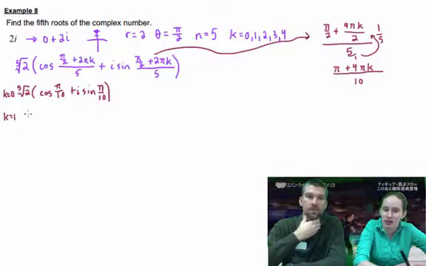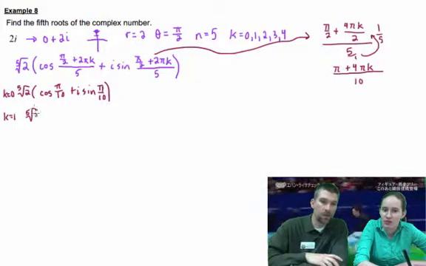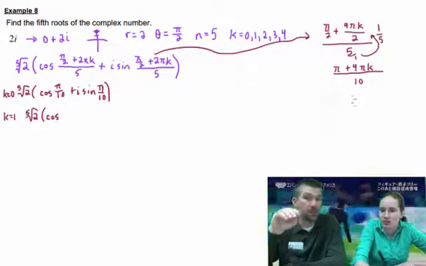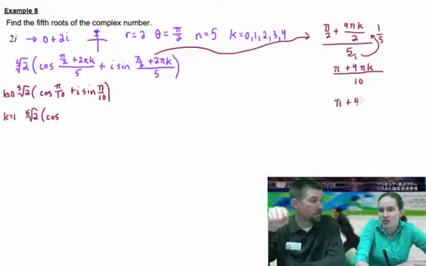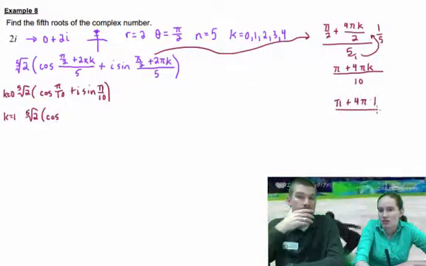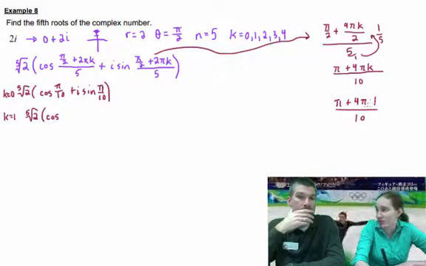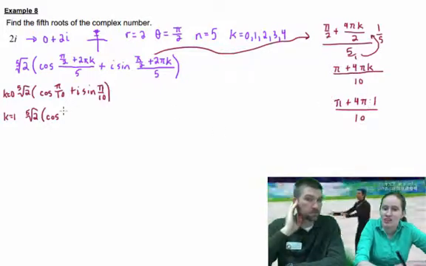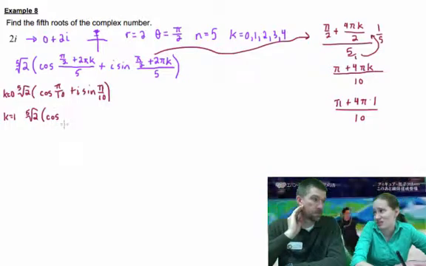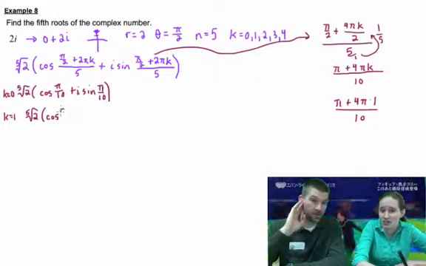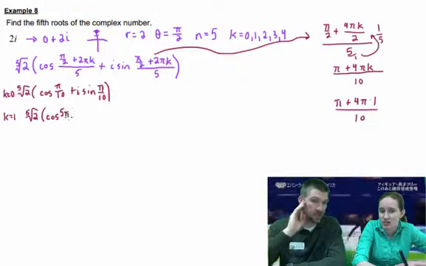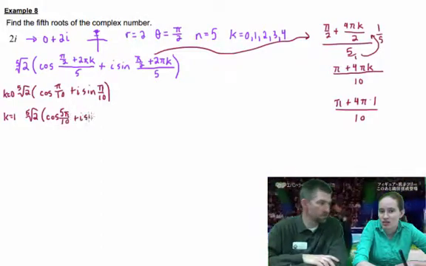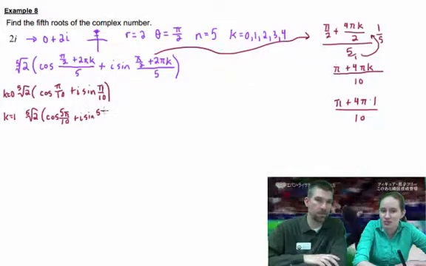K equals 1. That means we have the fifth root of 2 cosine, and then you're going to have pi plus 4 pi over 10. Absolutely. So pi plus 4 pi is 5 pi over 10. That reduces. Are we going to leave it as 5 pi over 10? Let's leave it as 5 pi over 10 for just a second, and then we can be uber cool and reduce.